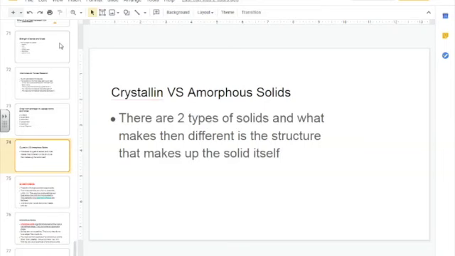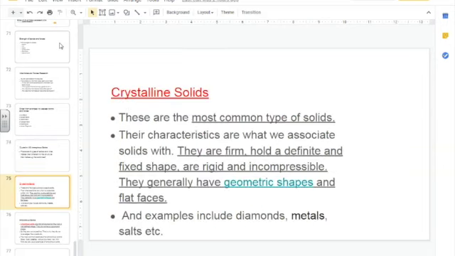There are two types of solids, and what makes them different is the structure that makes up the solid itself. So first we're going to talk about crystalline. They are the most common types of solids. They are firm, hold a definite and fixed shape, are rigid and incompressible, and they generally have geometric shapes and flat faces. So you do need to know crystalline solids.